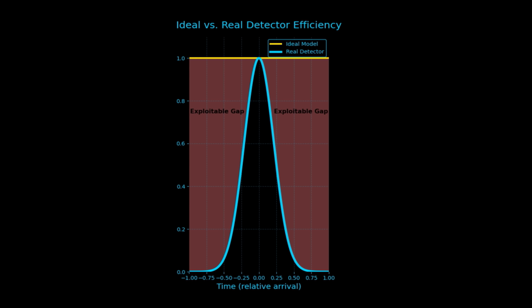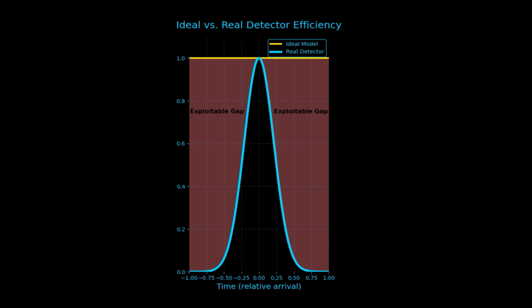This simplification makes the mathematics elegant, but it does not reflect what happens inside real optical detectors. Superimposed on that idealized curve, drawn in cyan, is the actual detector efficiency curve measured in laboratory systems. Unlike the flat theoretical model, real detectors have a sharply peaked response centered around the middle of the gate.